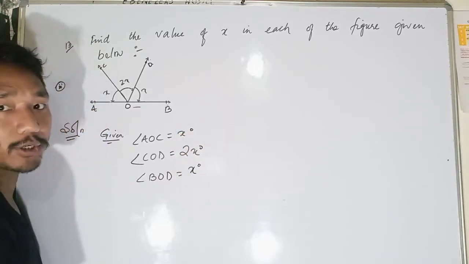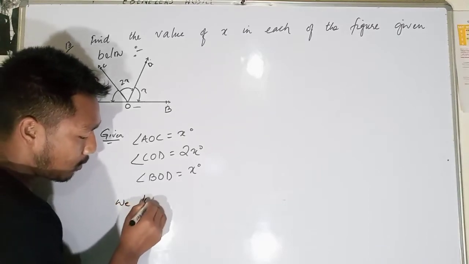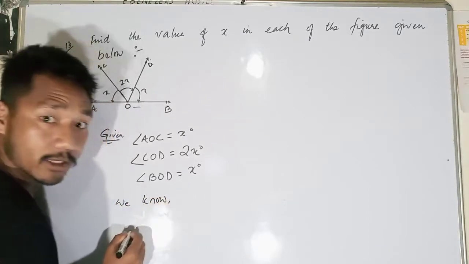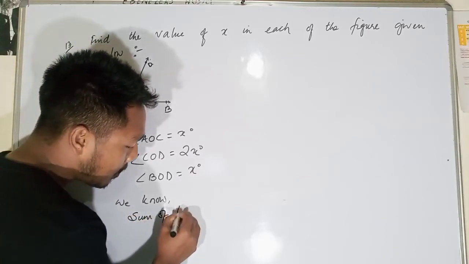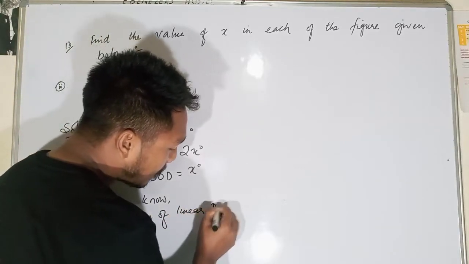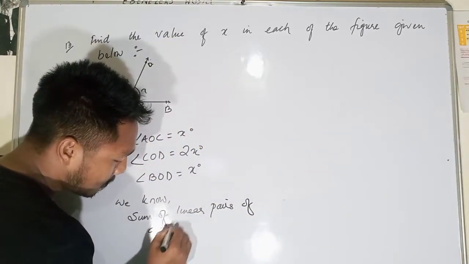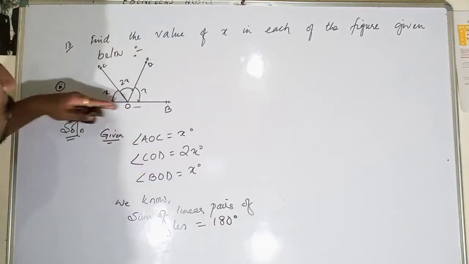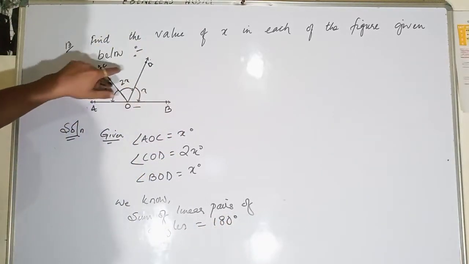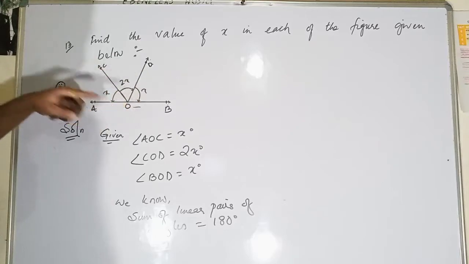Okay, so these are the three angles that are given, and we know that the sum of linear pairs of angles is equal to 180 degrees. So these are all linear pair of angles. Why? Because they're all on the straight line. These angles are forming on the straight line.